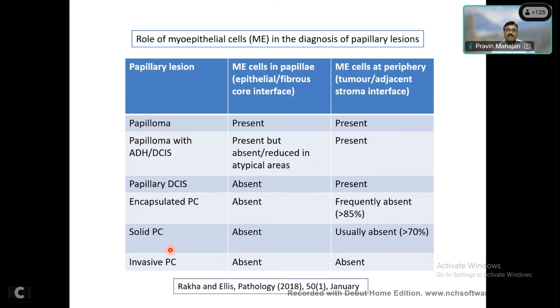In solid papillary carcinoma, you have absent myoepithelial cells within those inconspicuous fibrovascular cores, and they will also be absent around the nodules of the solid papillary carcinoma, in more than 70% of the cases, but in a few cases you may see discontinuous myoepithelial cells in some of the nodules. In invasive papillary carcinoma, you will have absent myoepithelial cells not only in the papillae but also in the periphery of the lesion.